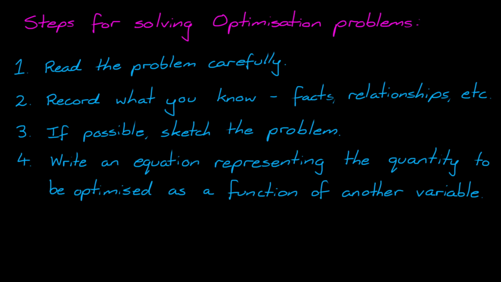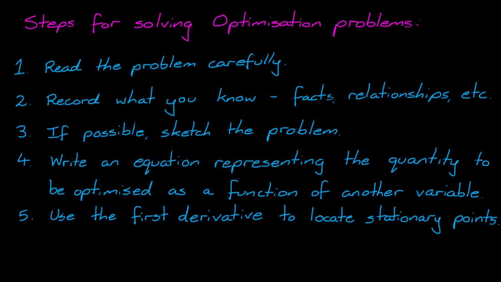Once you've understood the problem and you've selected appropriate variables, the next step is then to write an equation representing the quantity to be optimized as a function of another variable. It's possible that to start with, your equation might rely on more than one other variable. You need to use other information or connections between the variables to eliminate all but one.